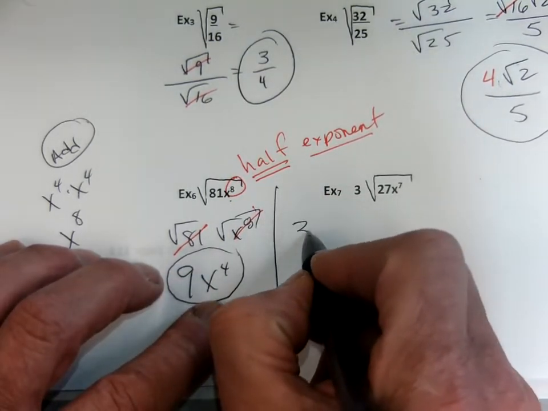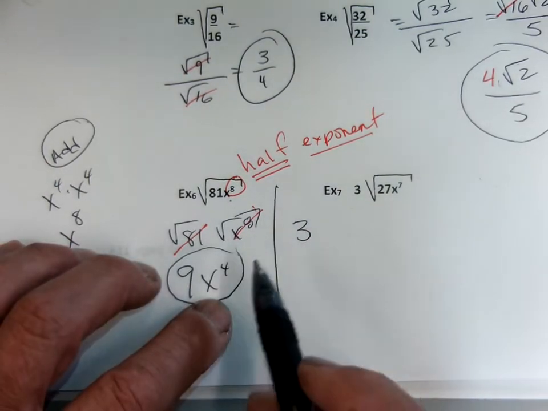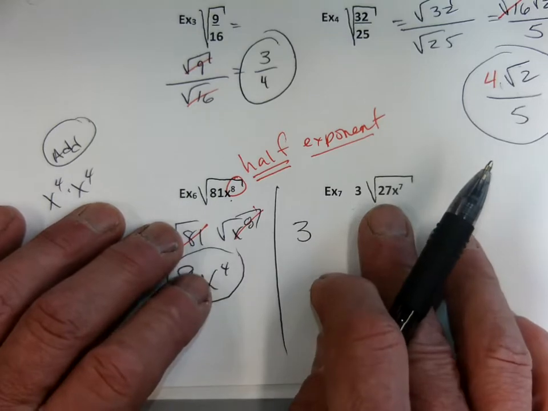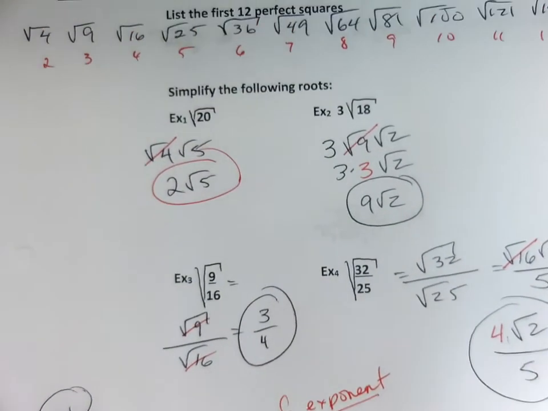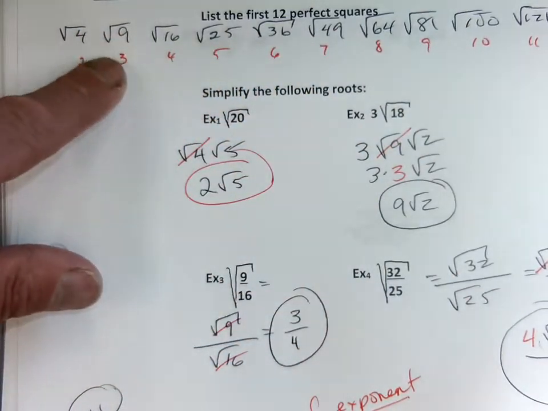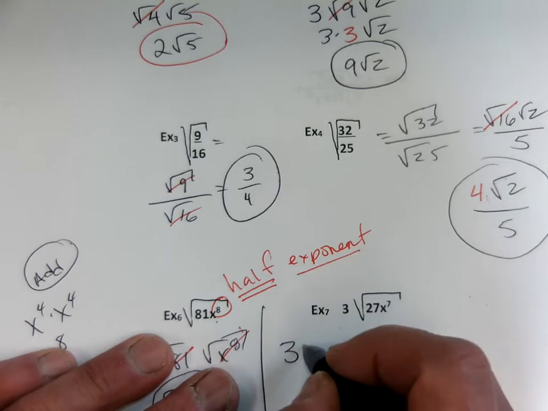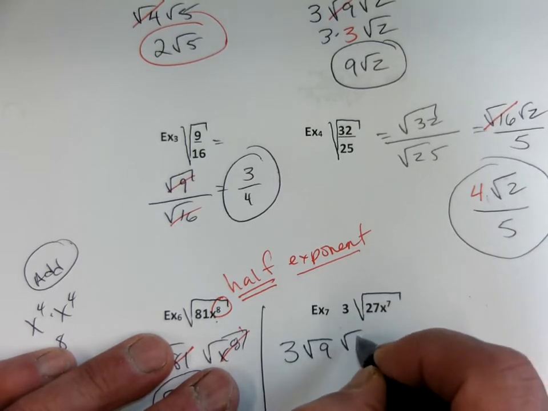So the 3 is done. The 3 is out. Leave the 3 alone. Just pull it out. 3 is a whole number. 27. Well, what times what makes 27 up here? What numbers would you use? 9 times 3. Yeah, so I'm going to rewrite square root of 27 as the square root of 9 times the square root of 3.